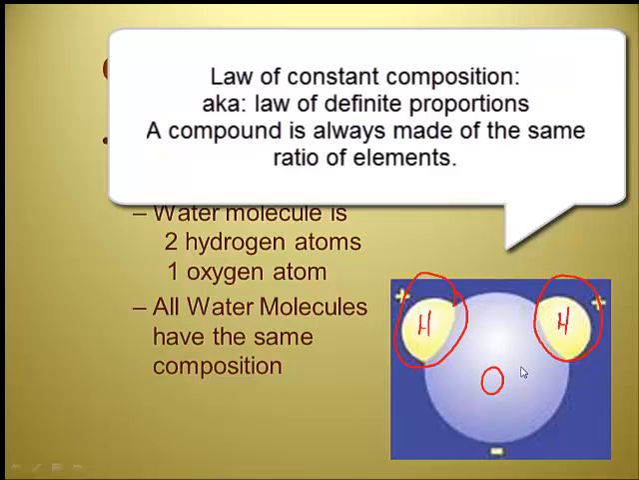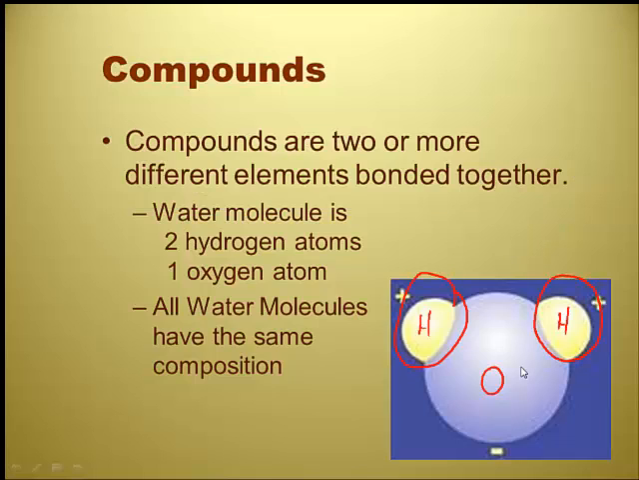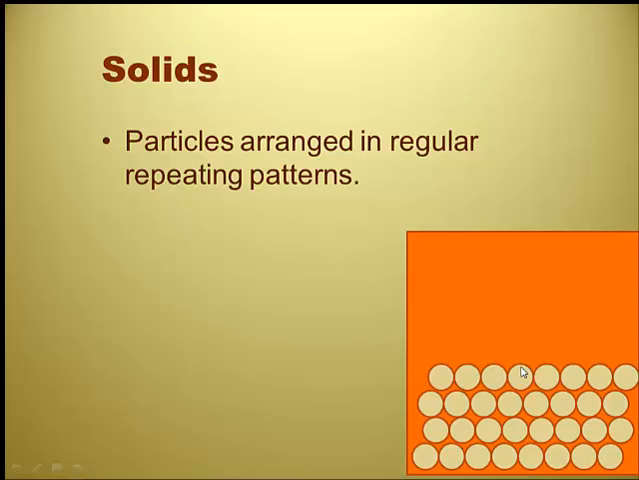Law of constant composition. All water molecules have the exact same composition. 2 hydrogens, 1 oxygen. Same ratio, 2 to 1. H2O. Different states of matter have different properties, and it's kind of interesting to see this. The solids have particles arranged in a regular repeating pattern. You can kind of think back on that. The STM of carbon was pretty regularly repeating.